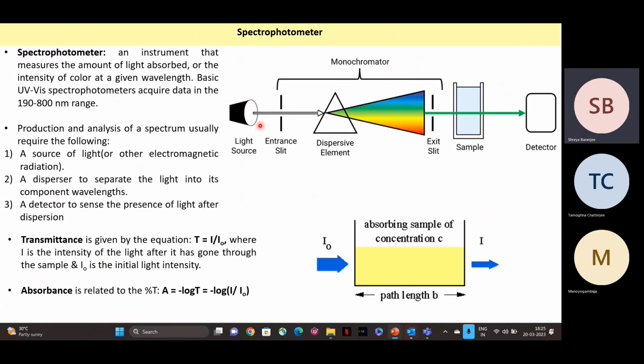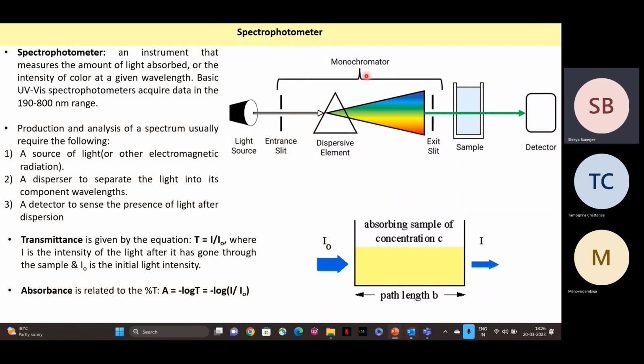So this is a general spectrophotometer, which is an instrument that measures the amount of light absorbed or the intensity of color at a given wavelength. Generally, the UV visible spectrophotometers acquire data in the range of 190 to 800 nanometer. Spectrophotometers consist of a light source. The light will enter through a slit, split into its component wavelengths using a prism, and then only a certain wavelength will be allowed to exit through the slit.